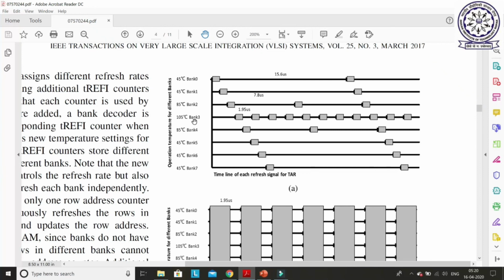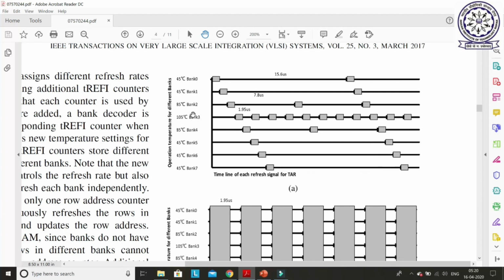That means it will face more temperature because of its closeness to the hottest layer, the execution layer. So they are saying that suppose bank 3, since it is very close to the execution layer, is operating at 105 degrees centigrade, and two of its adjacent banks, bank 2 and bank 4, are operating at 85 degrees centigrade, and other banks which are far from bank 3 are operating at 45 degrees centigrade. That means this bank is very crucial. This bank is operating at very high temperature.